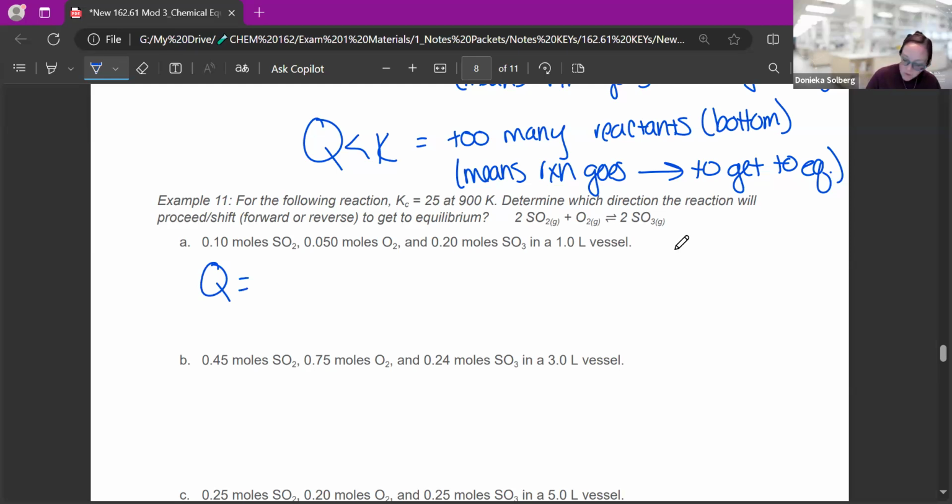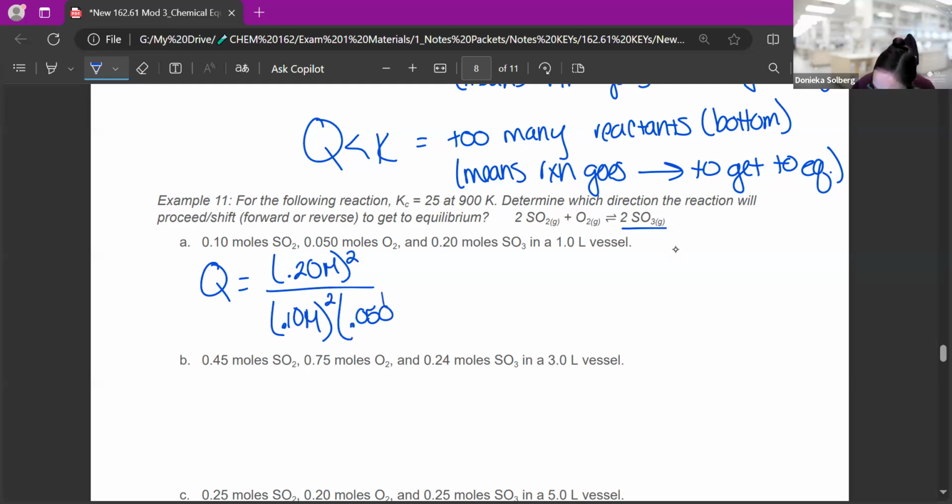So I'm going to do products over reactants. This is my product, so SO3 squared. SO3 is 0.2 molar. That one is squared, over reactants: SO2 squared, so 0.1 squared, and O2, so 0.050. All right, so you go ahead and calculate that, and you're going to get that the Q value for this particular set of concentrations is 80.